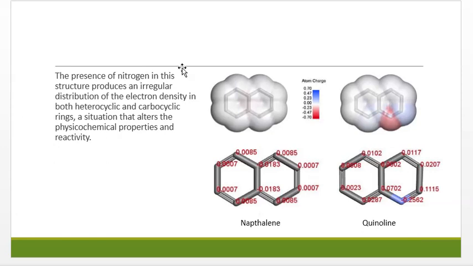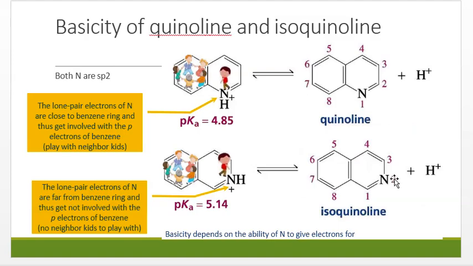The presence of the nitrogen atom in this structure produces an irregular distribution of the electron density in both heterocyclic and carbocyclic rings, a situation that alters the physicochemical properties and reactivity. The structures of naphthalene and quinoline, both of them are fused, but one of them is related to the aromatic compounds, the other is a heterocyclic compound. The slides are related, and by these slides we can describe the basicity of quinoline and isoquinoline.